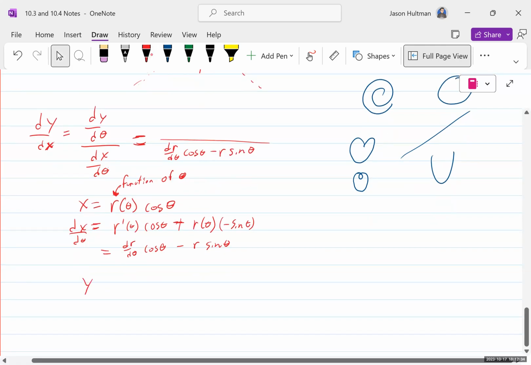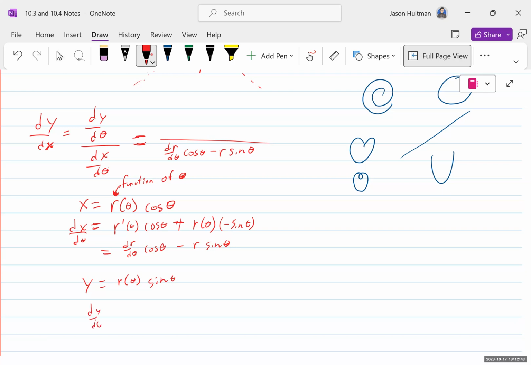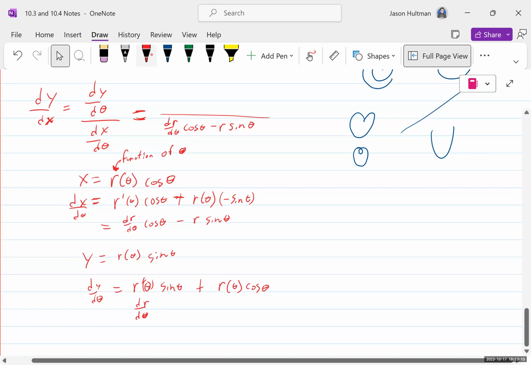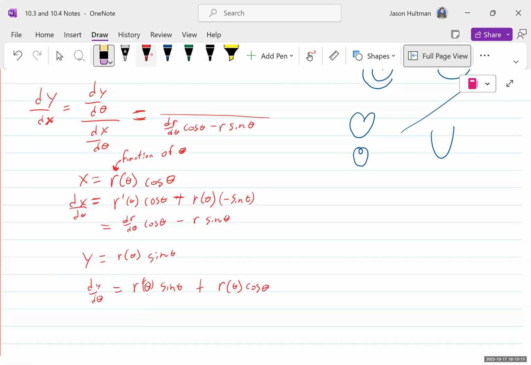Likewise, we're going to do the same thing with y. Y is equal to r of theta sine theta, and so dy d theta is going to be equal to r prime of theta times the sine of theta plus r of theta times the cosine of theta. We have a plus because the derivative of sine is cosine. Again, we can write this as dr d theta, which, you know, maybe gives you some flashbacks of trig substitution. We're substituting variables here. Dr d theta sine theta plus r cosine theta. So that's what goes on top here.